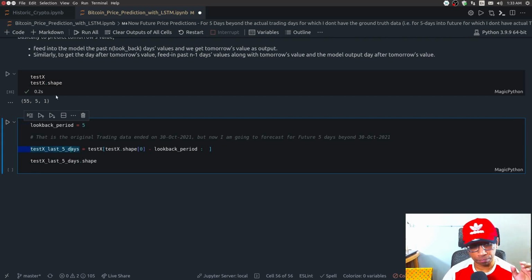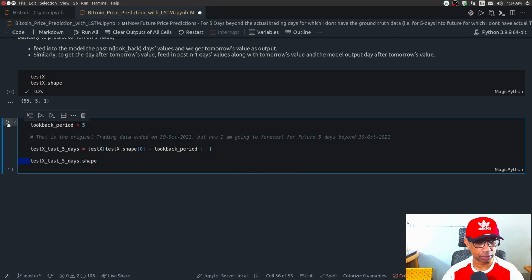And then in the next line, I'm making use of the Python slice notation. That is, we already know that testx.shape 0 is 55. We already checked that here. And from that, I'm deducting 5, which is look back period, and then colon. So this expression will give me the last 5 days. That is the starting position from this index, whole length of the testx minus look back period, and up to the end of the array.